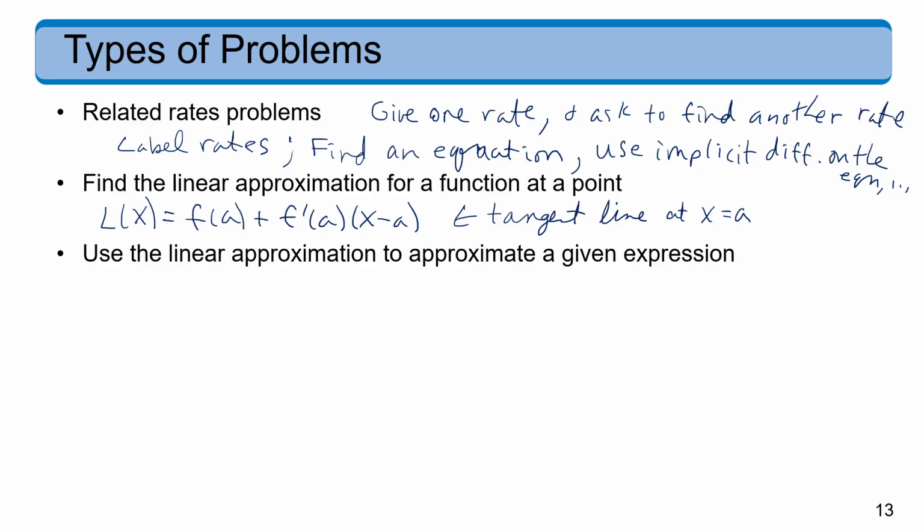And then you have problems where you not only find the linear approximation, but then you use it to approximate something. So we did some examples where we asked you to approximate things like the square root of 3.98. So you might define f of x to be the square root of x, and then find the linear approximation to that function at a nearby point to 3.98, which would likely be 4. So find the tangent line at x value 4, and then plug 3.98 into that function.